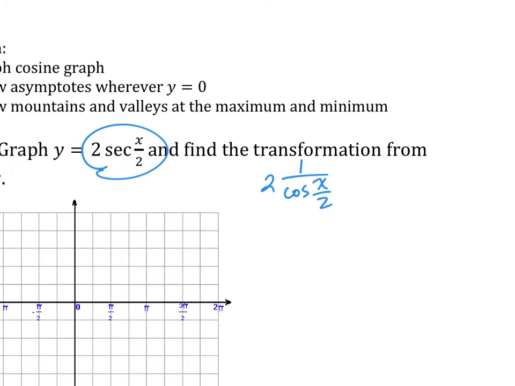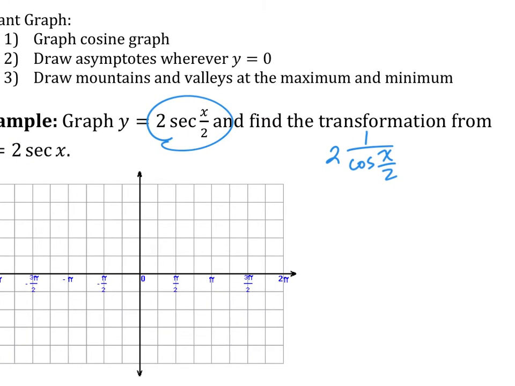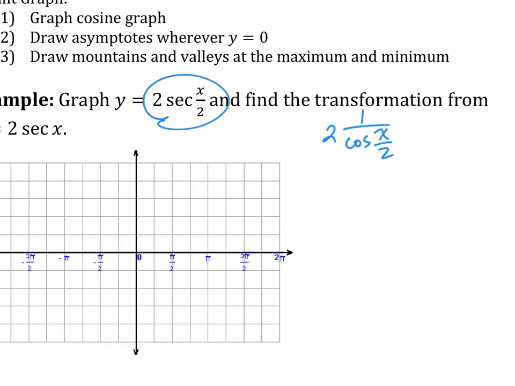It really doesn't matter where I put the 2 at this time, because it's just a stretch of the function. So when you draw cosine x over 2, you do need this 2 as part of the amplitude, just so that you can have a correct secant graph. Okay, so let's draw this cosine graph.